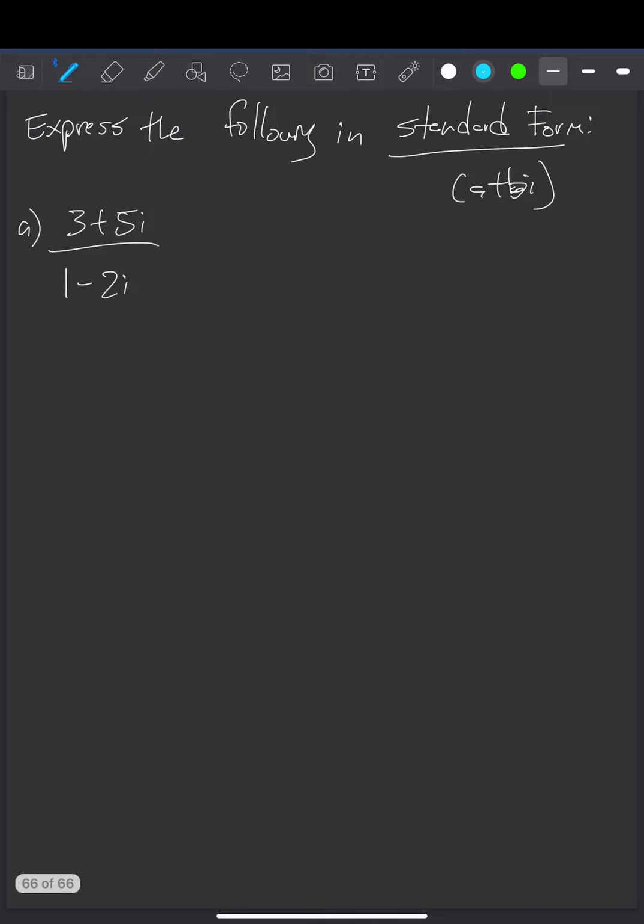Here, let's just rewrite it, so it would be 3 plus 5i all over 1 minus 2i. So it would be the conjugate, right? What would it be? I'll give you guys a second. You can pause the video. But it would be 1 plus 2i to the top and bottom.